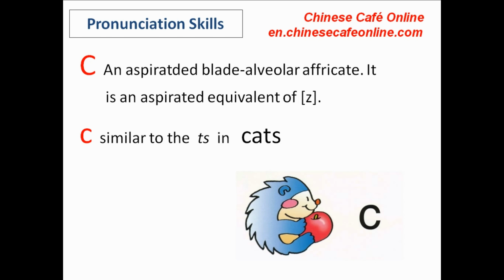The second initial, c. An aspirated blade alveolar affricate. It is an aspirated equivalent of z. C is similar to the ts sound in cats.